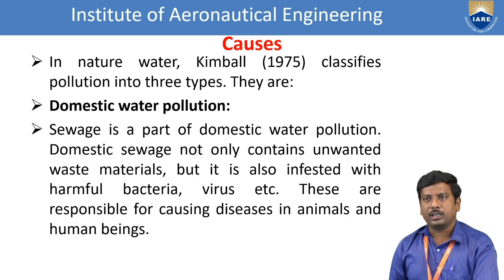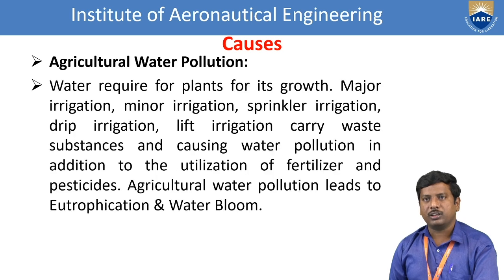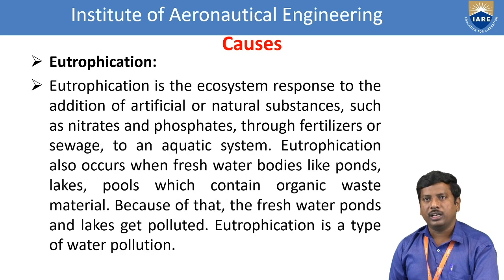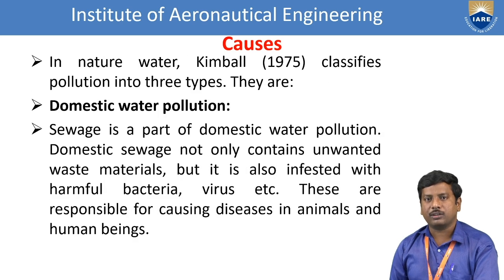In nature, Kimball in 1975 classified water pollution into mainly three types. First one is domestic water pollution, next one agricultural water pollution, and third one eutrophication. So first of all, we discuss domestic water pollution. Sewage is a part of domestic water pollution. Domestic sewage not only contains unwanted waste materials, but it is also infested with harmful bacteria, viruses, etc. These are responsible for causing diseases in animals and human beings.